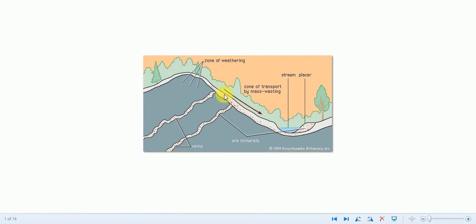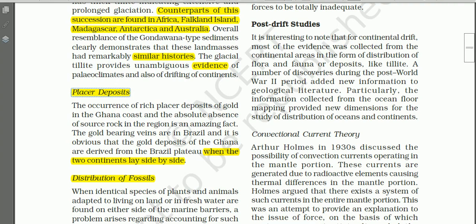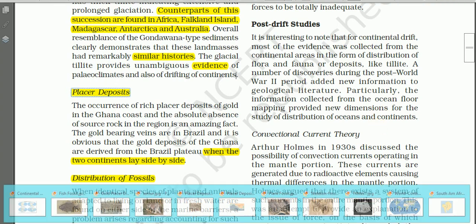Heavy materials have been washing down the slope into the stream, and the lighter ones are quickly carried by the running water. The heavier materials are deposited here nearby the stream, and that is known as placer deposits. Here the placer deposit contains very precious metals like gold and platinum. Let me show you some photographs of placer deposits.